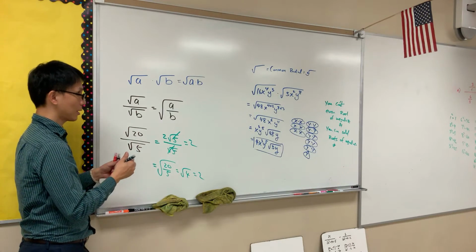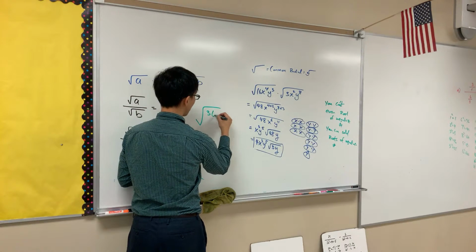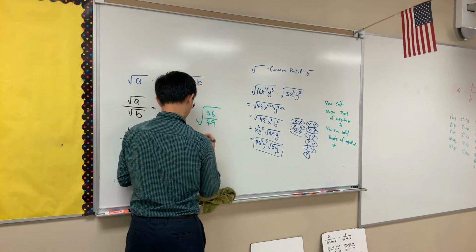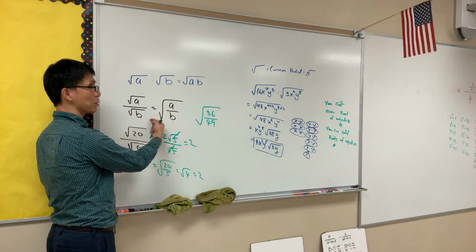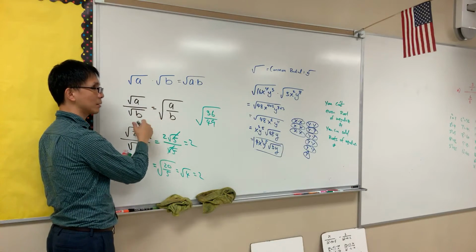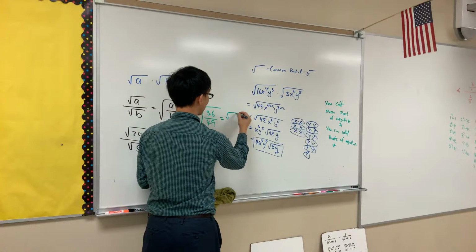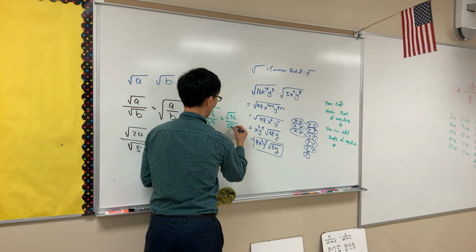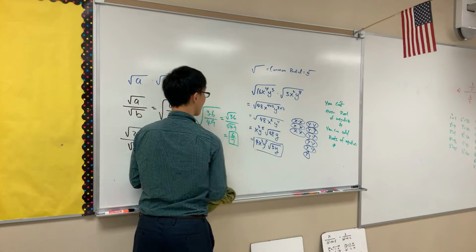Okay, there's another one. Square root of 36 over 49. Now, which way do they prefer? They prefer to go this way instead of this way. Do you see that? Math works both ways. I can break it down to the square root of 36 over the square root of 49, and that's equal to 6 over 7, and that's my final answer.